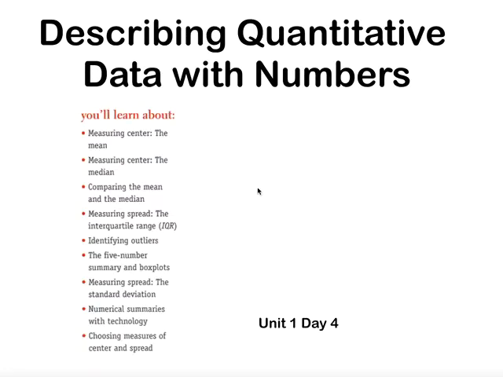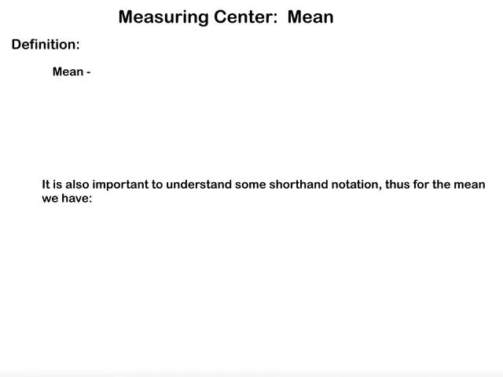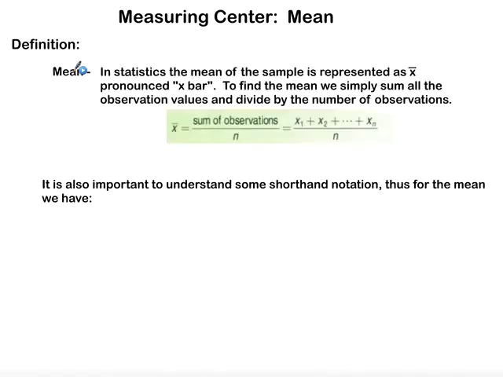This video is for section 1.3, describing quantitative data with numbers. So we will begin by revisiting some of those measures of center that we discussed, which were mean and median. The first one we're going to talk about right now is mean. And mean, we know, is basically the average.